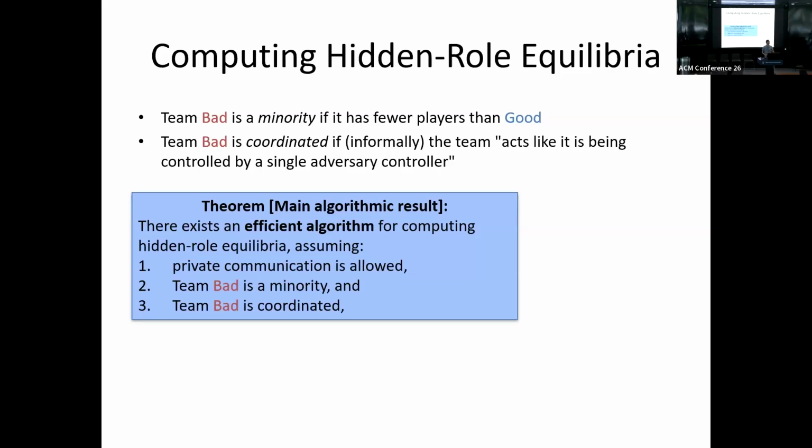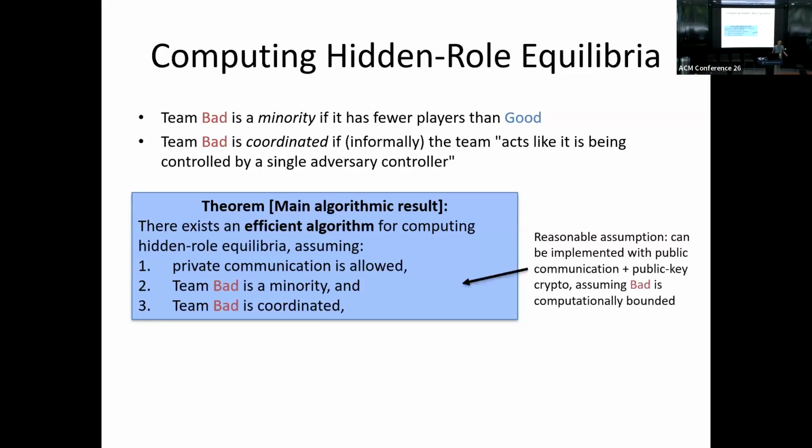And our main positive result is that under these seemingly reasonable assumptions, that private communication is allowed, team bad is a minority, and team bad is coordinated, we have an efficient algorithm. And with this private communication assumption, I'm going to argue that private communication, although perhaps a priori unreasonable, is actually quite reasonable, at least if you're playing with computers, because if I have public communication channels, I can just do pairwise public key encryption and develop private channels that way.